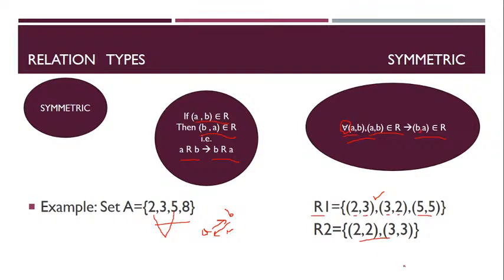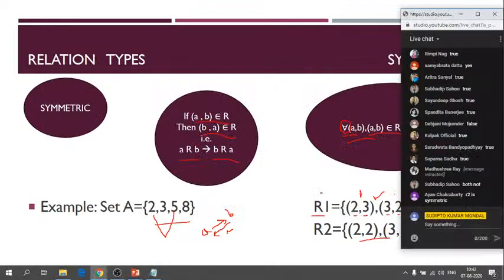So if AB is present in your relation, like here, if 2 3 is present in my relation, it is expected that 3 2 must be there, and it is also there, and that is why R1 is a symmetric relation. Fine. So this way we can define a symmetric relation. R2 is symmetric, yes. R1 is also symmetric, because AB and BA are there.